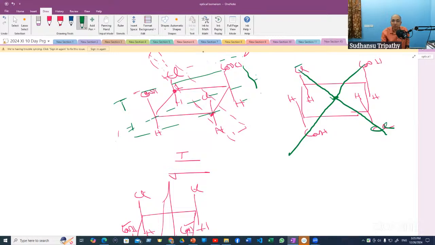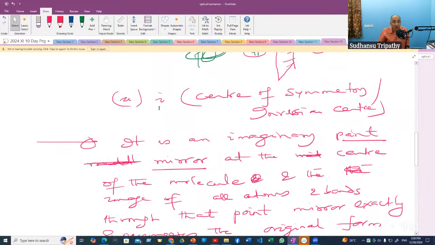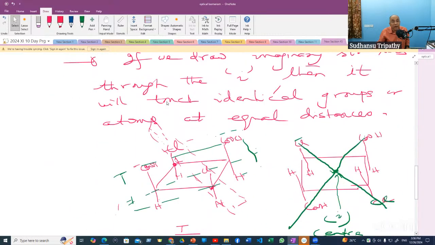And here also it is crossing from top to bottom across the center of symmetry. So there is an I here in this molecule. So there is no sigma. It is center of symmetry or center of inversion or inversion center is present here. So the presence of these two will make it achiral, optically inactive.